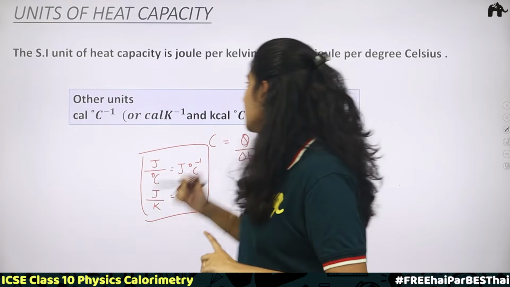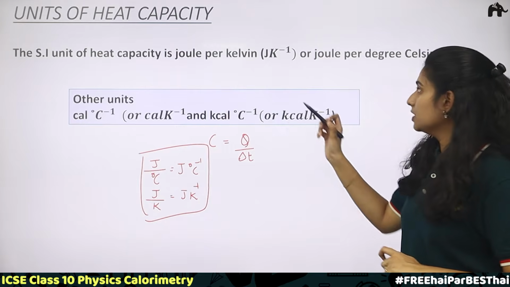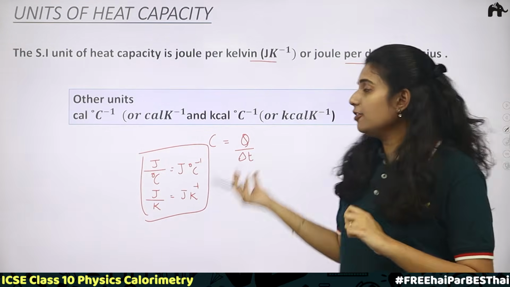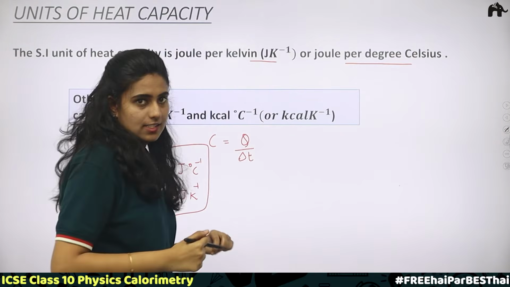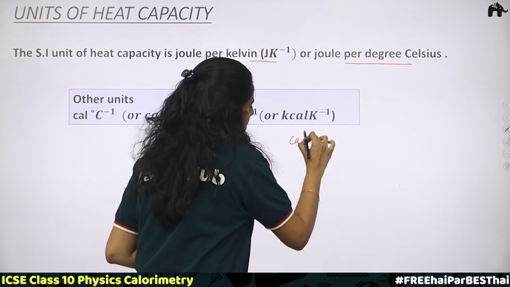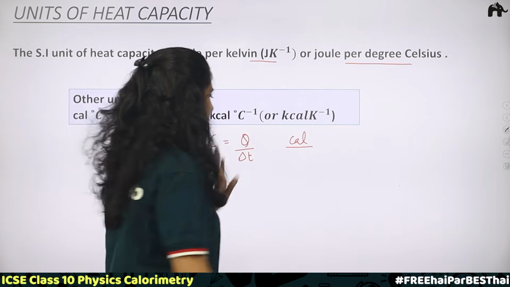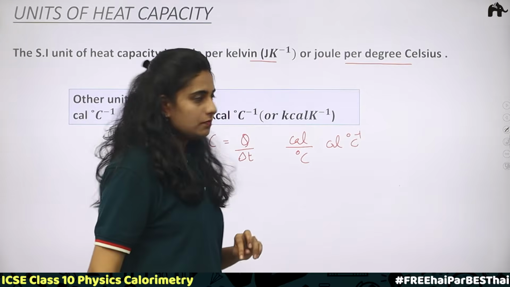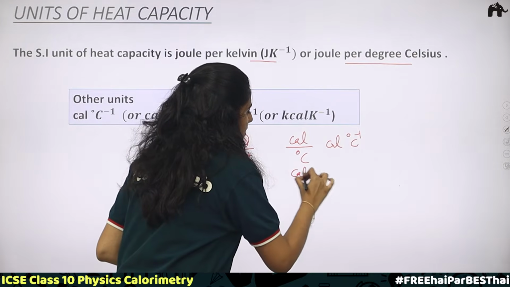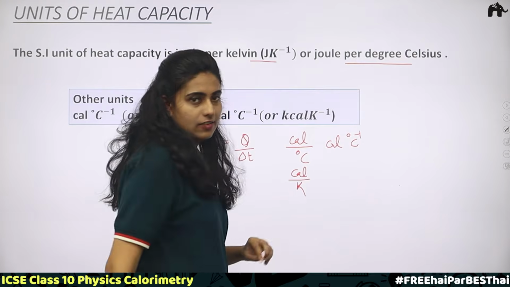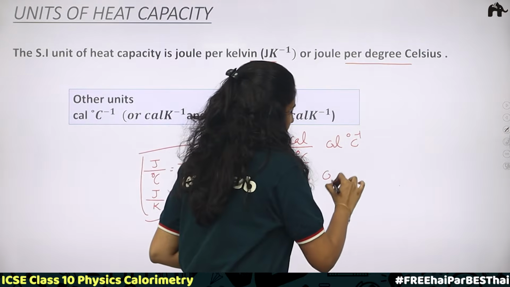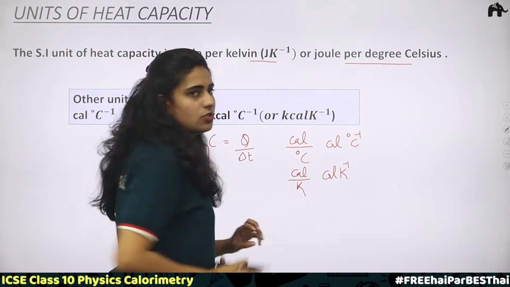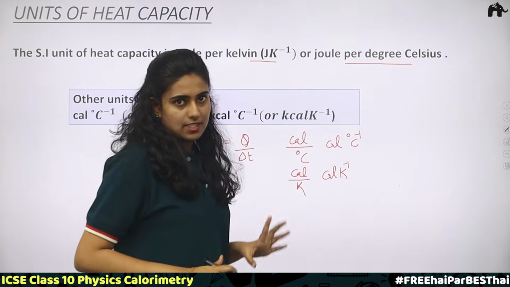The SI unit of heat capacity is joule per Kelvin or joule per degree Celsius. If you are taking heat energy in calories, then what do we get? Calories per degree Celsius, or calorie degree Celsius inverse. If you are taking heat energy in calories and temperature rise in Kelvin, then calorie Kelvin inverse. So this is also a unit of heat capacity.